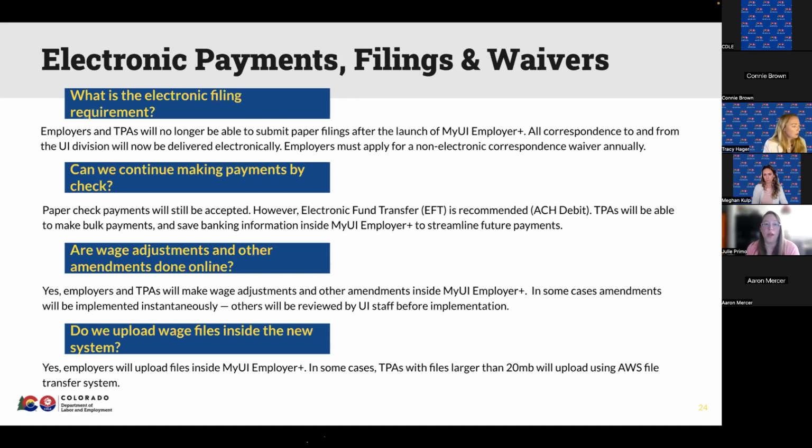Do we upload wage files inside the new system? Yes, please, except if you are a large TPA with 20 megabytes and up, we'll be setting you up with that AWS file transfer. But all of the wage filing can be done right in the system. And it's really cool because if the file is small enough, you get the results immediately. If there's any fatal errors that you need to correct, it'll list out exactly what they are. I just found out it also puts the row number where the error is, which is really cool. So it'll tell you exactly what to look for.